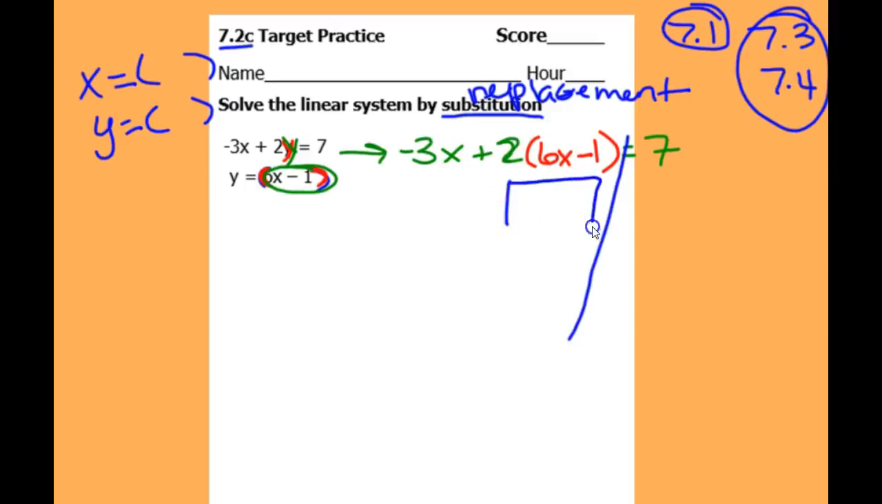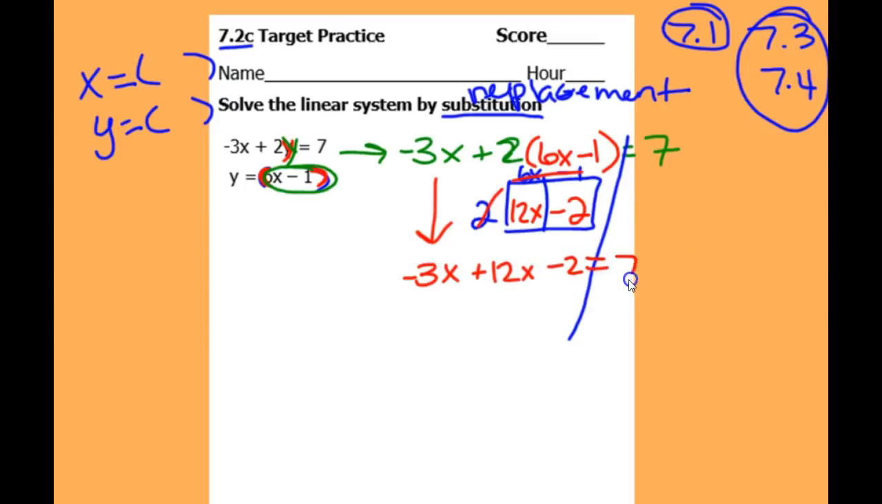First, I'm going to draw my box so I can distribute. 2 and then 6x minus 1. 2 times 6 is 12, so 12x. 2 times negative 1 is negative 2. So let's rewrite what we have. We have negative 3x. We're done multiplying those, so we have plus 12x minus 2 equal to 7.